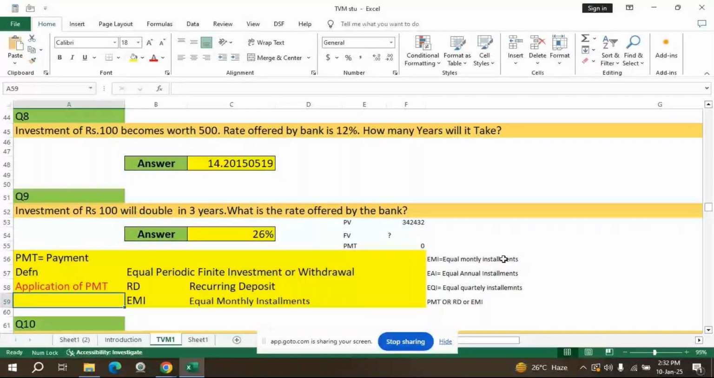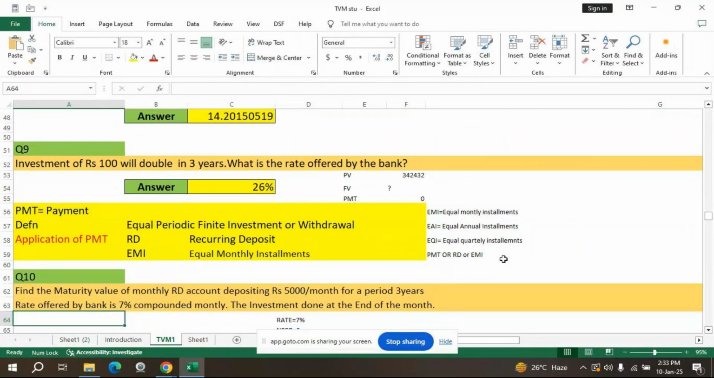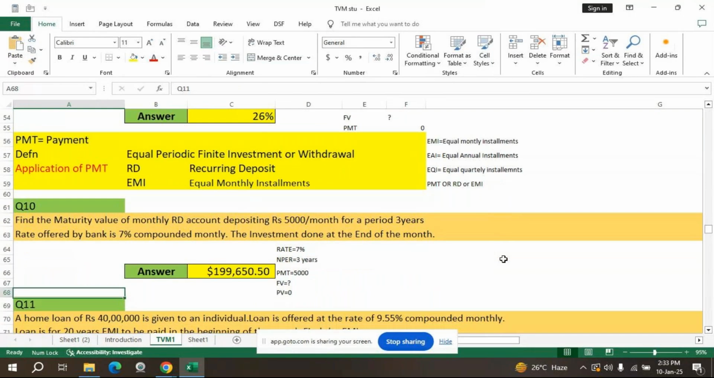So if we purchase anything and we are paying through EMI, then that will be your PMT amount. Then that is called the maturity value.